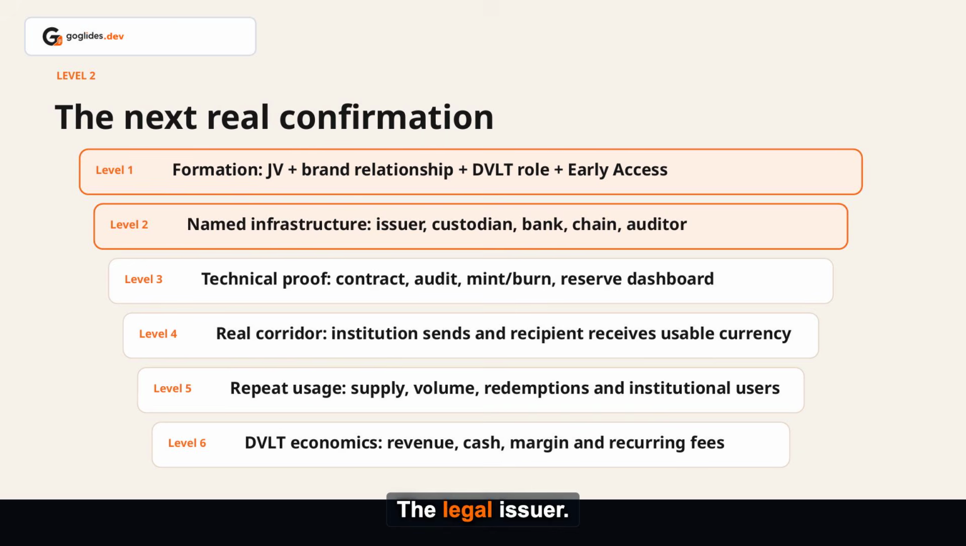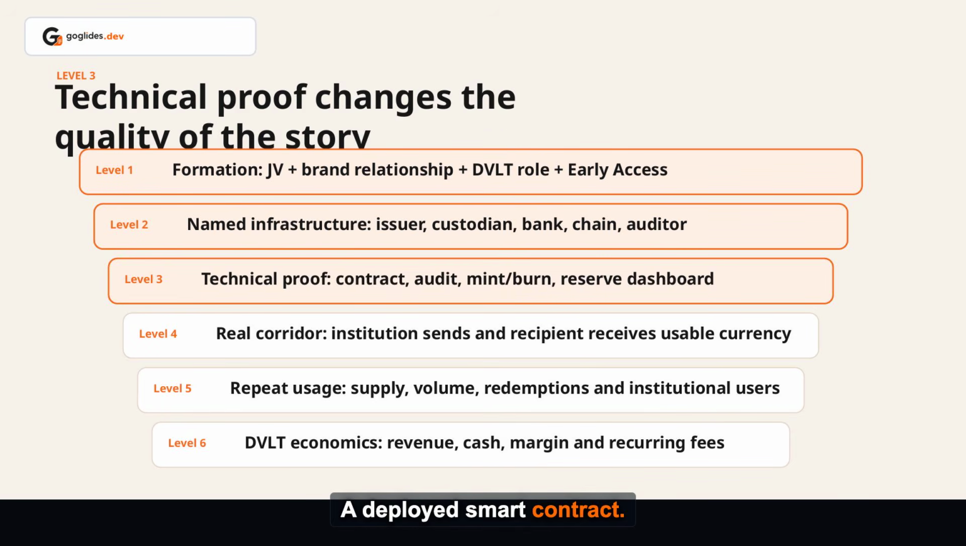Next, I want to see the legal issuer, the reserve custodian, the banking partner, the blockchain, the reserve attestation firm, and the first target jurisdiction. Then I want a deployed smart contract, a professional security audit, a functioning mint and burn process, a live reserve dashboard, and evidence that Datavault's platform is performing the work described in the announcement.